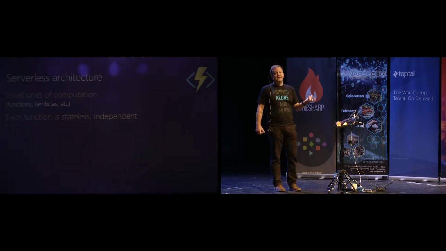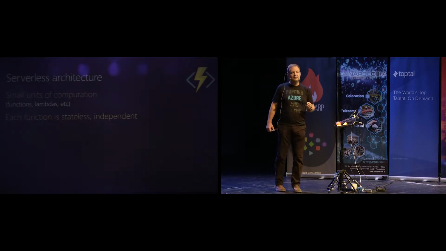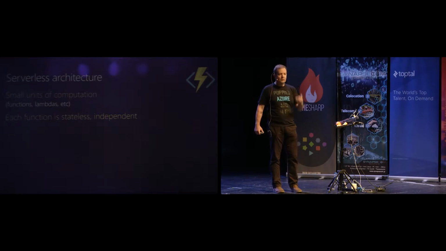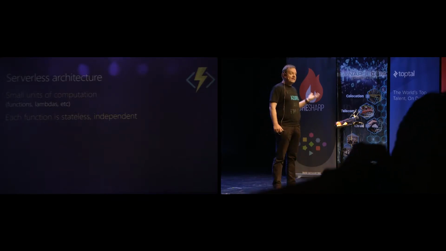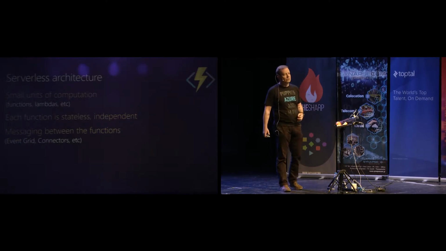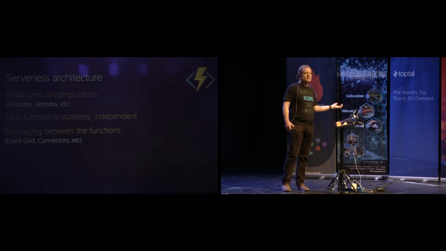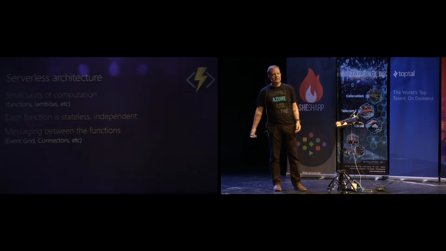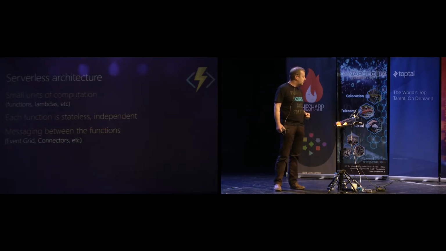And those functions are pretty independent from each other. They are going to wake up, do some work, pass the state, the output, to something else, and then go back to sleep. Okay? Now, of course, they can still communicate. We have different types of messaging in Azure, something called Event Grid. We have connectors. We have all kinds of services. You can connect your functions to Slack, to GitHub, to pretty much any service that you can get.